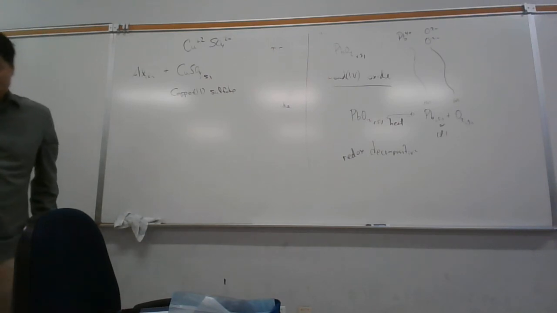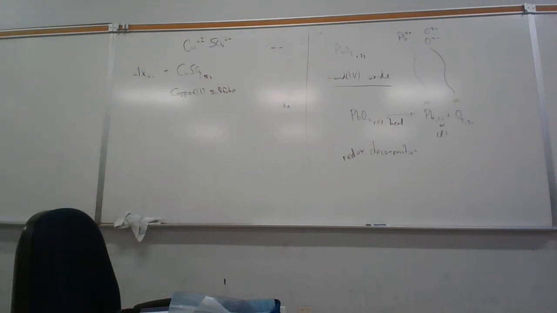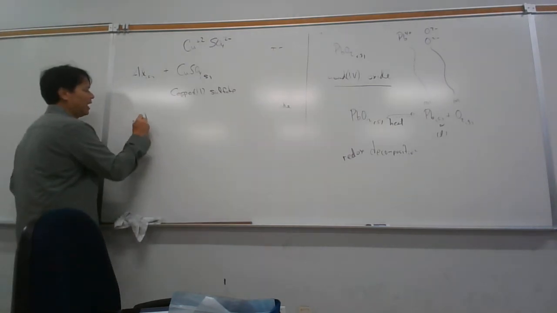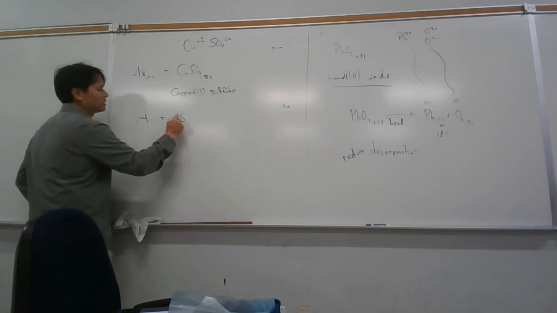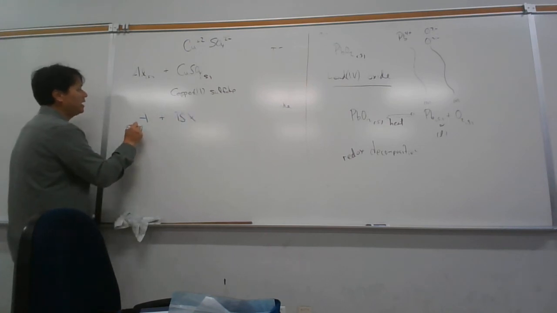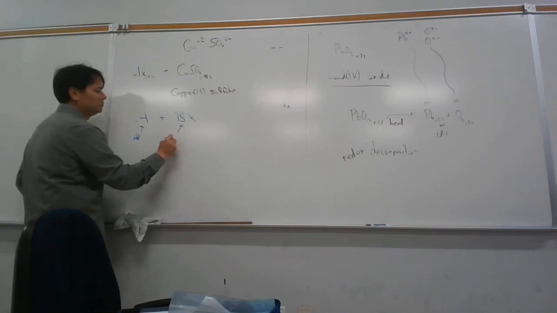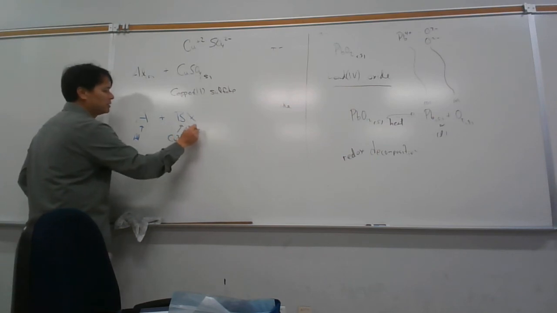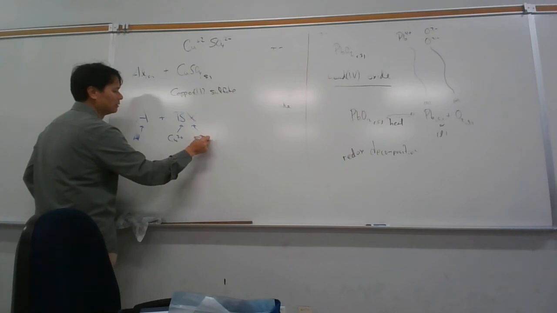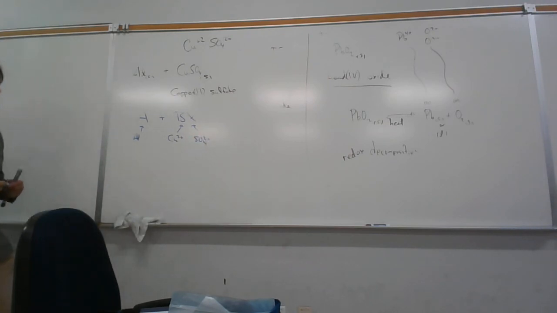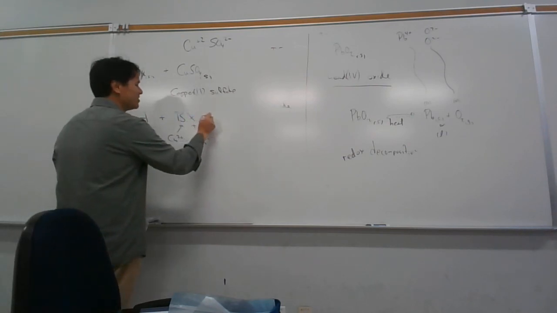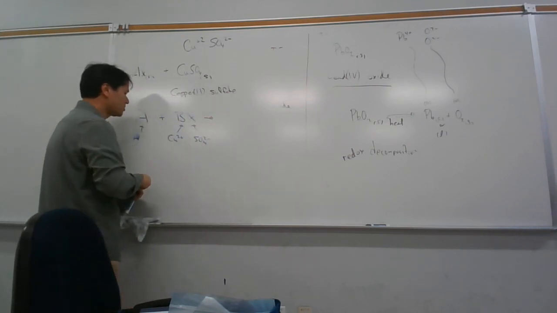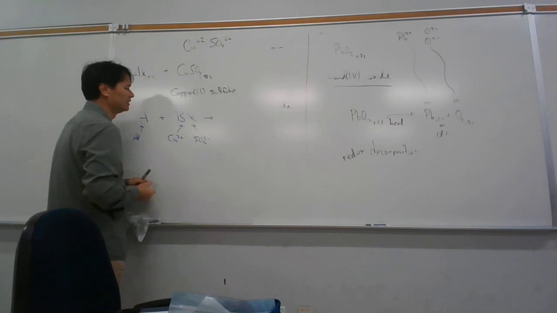Now, there are certain patterns that we see that happen. One of these patterns is this. This is called the A plus BX pattern. A is aluminum. B is copper 2. X is sulfate. The A plus BX pattern produces AX plus B.